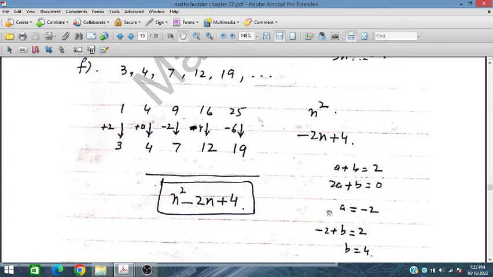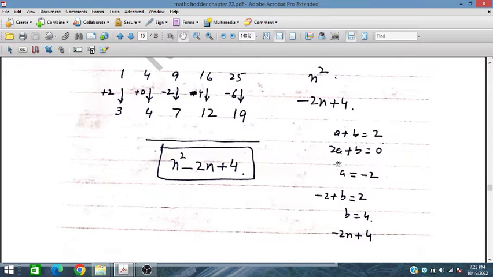For the an plus b formula, we get this one. So this is n square minus 2n plus 4. This is very, very important. This part may be asked in O level or IGCSE exams. So this is real learning.